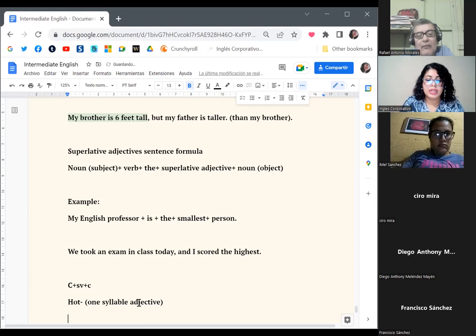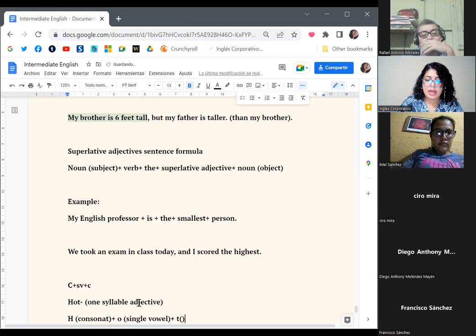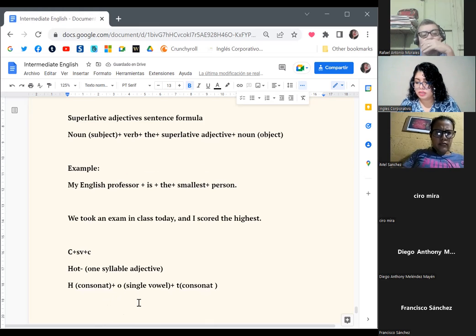Now we need to do something like this. H, that is the consonant, the first one. Then we have O, that is the single vowel. And then we have T, that is a consonant. So we are like dividing the words. So in this case, we're going to double the T and we are going to create this one, hotter, hotter. And in the case that we're using the superlative, we are going to have hottest. So we need to double.